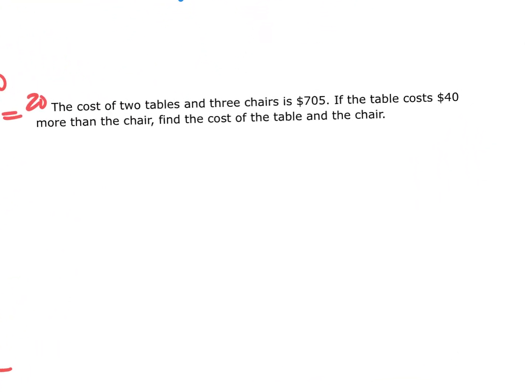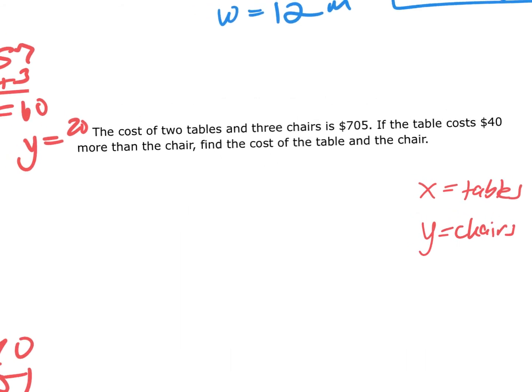All right, let's talk through this one. The cost of 2 tables and 3 chairs is $705. What are the 2 things we're talking about? Tables and chairs, all right? I'm going to make tables X and chairs Y because tables came first in the problem. You can literally write your equation by filling in math terms for each word in the sentence.